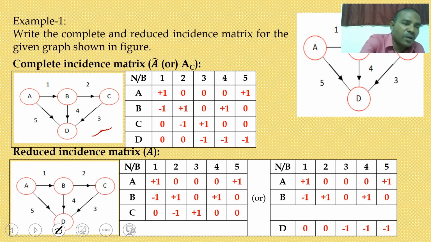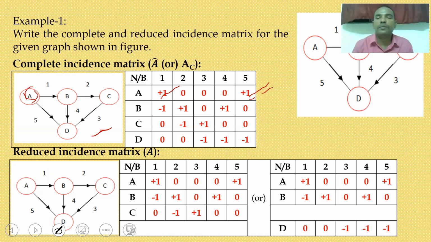Okay. So coming to the node A. For this node A, the direction of orientation of branch 1 is leaving away from the node, so it is a plus sign. Then coming to branch 5, branch 5 is also leaving away from the node, so it is also +1. There are no other branches connected to node A, so simply put 0. There is no incident with respect to branches 2, 3, 4 for node A.